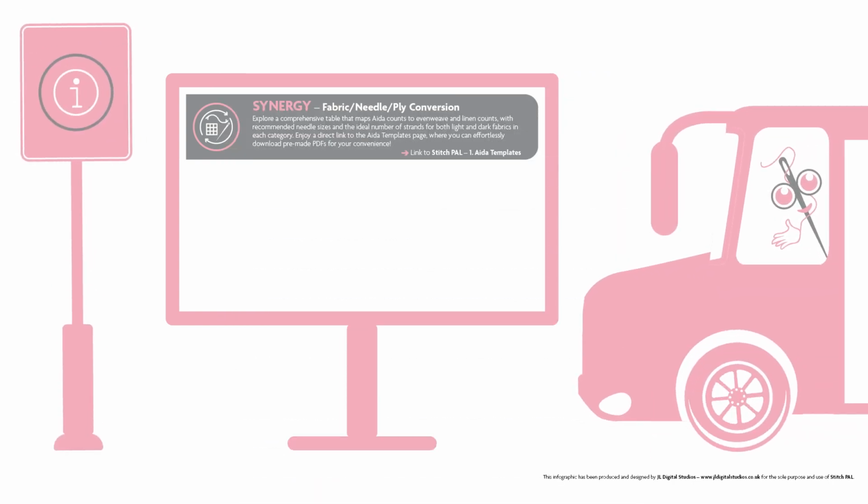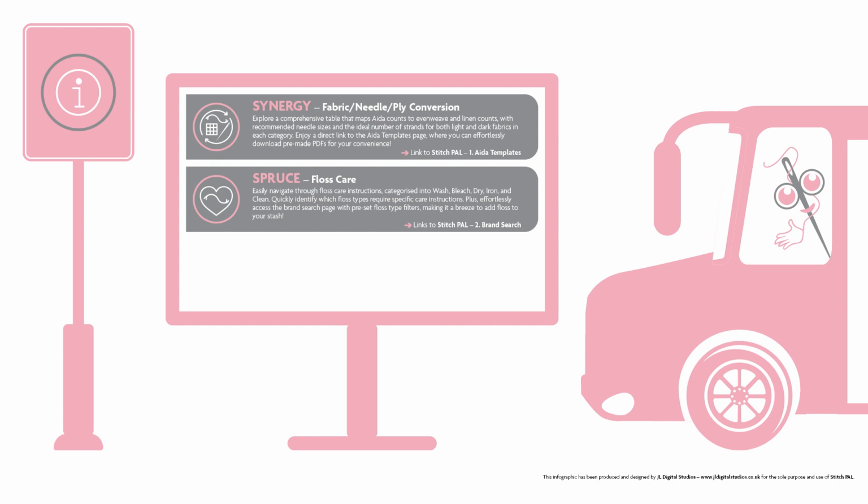Easily navigate through floss care instructions, categorised into wash, bleach, dry, iron and clean. Quickly identify which floss types require specific care instructions. Plus, effortlessly access the brand search page with preset floss type filters, making it a breeze to add floss to your stash. The handy StitchPal short name for floss care is SPRUCE.